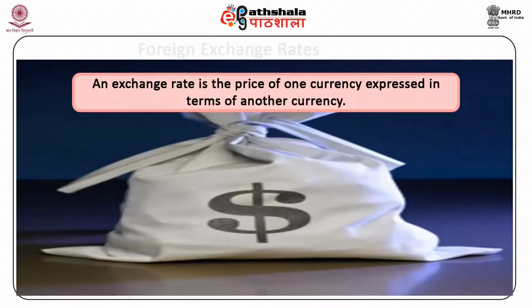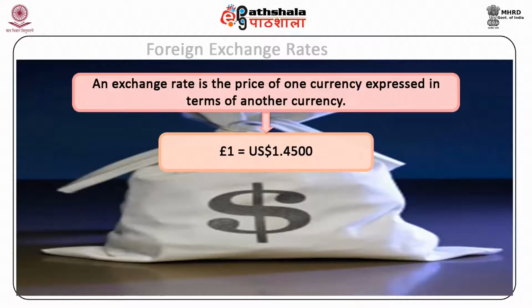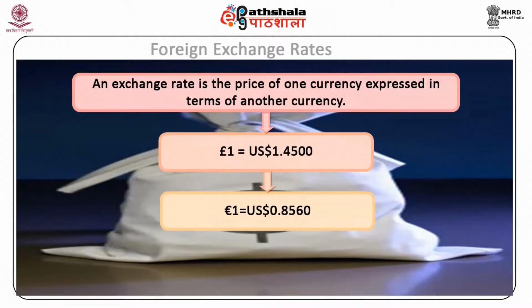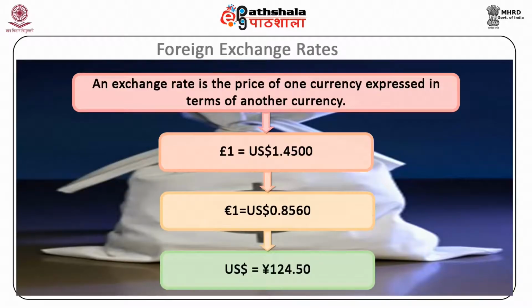An exchange rate is the price of one currency expressed in terms of another currency. Exchange rates: 1 pound is equal to US dollar 1.4500, 1 euro is equal to US dollar 0.8560, US dollar is equal to Japanese yen 124.50. The word rate means ratio, that is, one number divided by another.